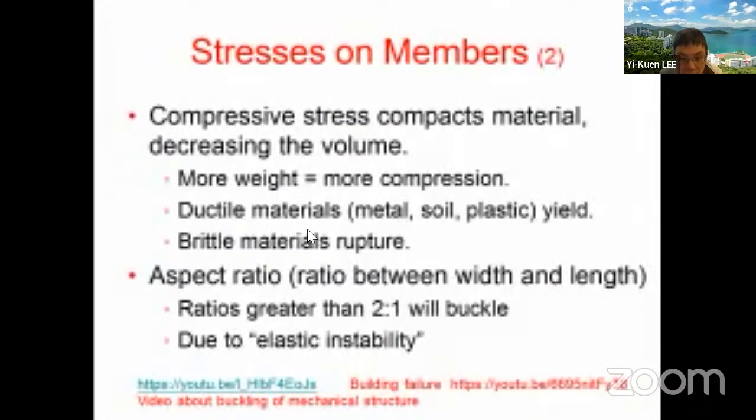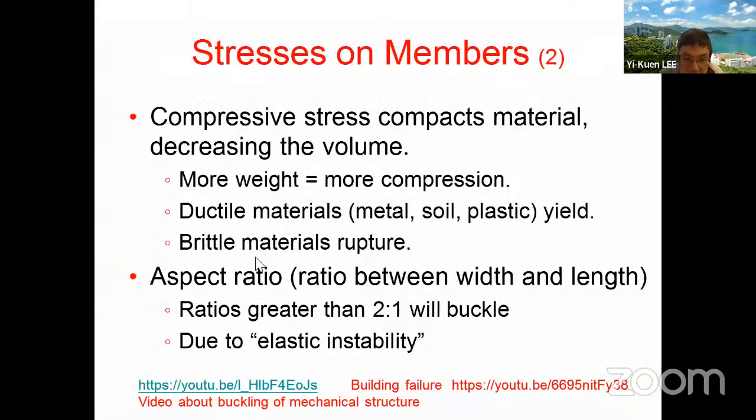Another issue we also think about is that if you're using a very brittle material, this can cause some problems, right? For example, concrete is actually a bit more brittle. So that's why for real building design, we are not only using concrete, right? Concrete is a little bit brittle.